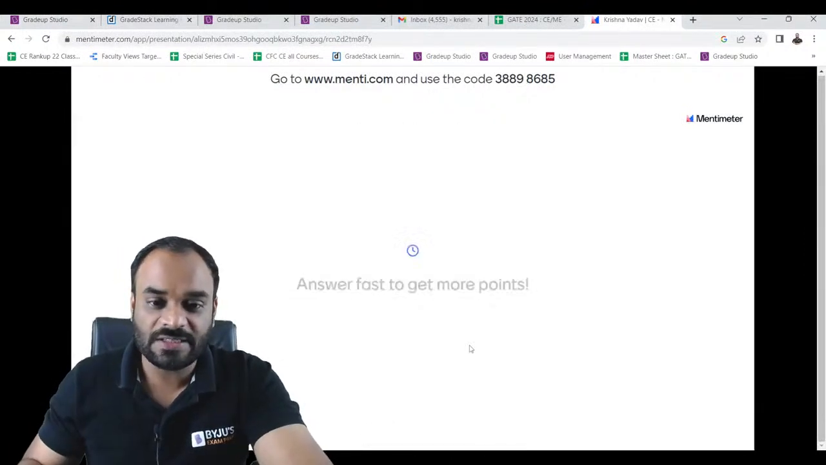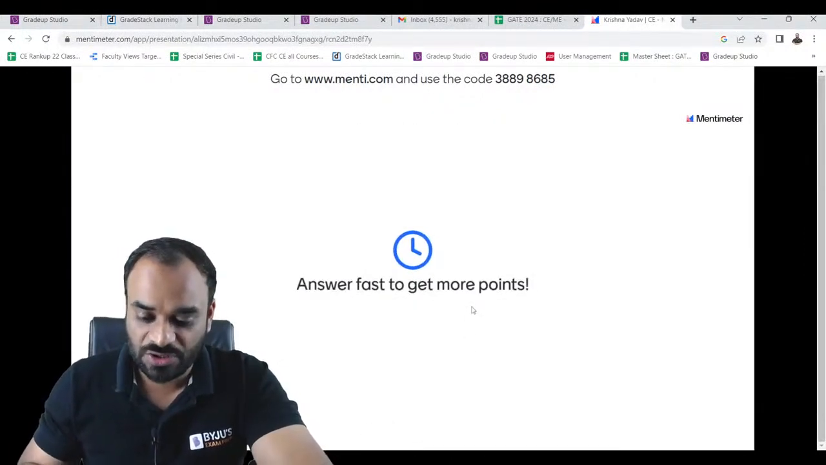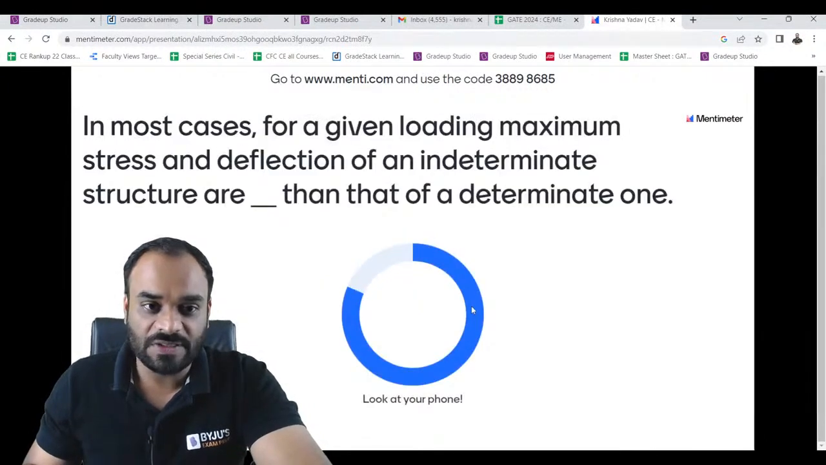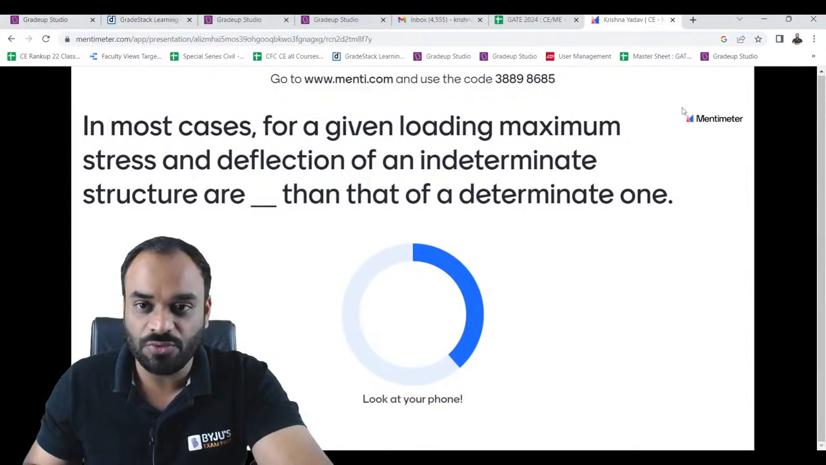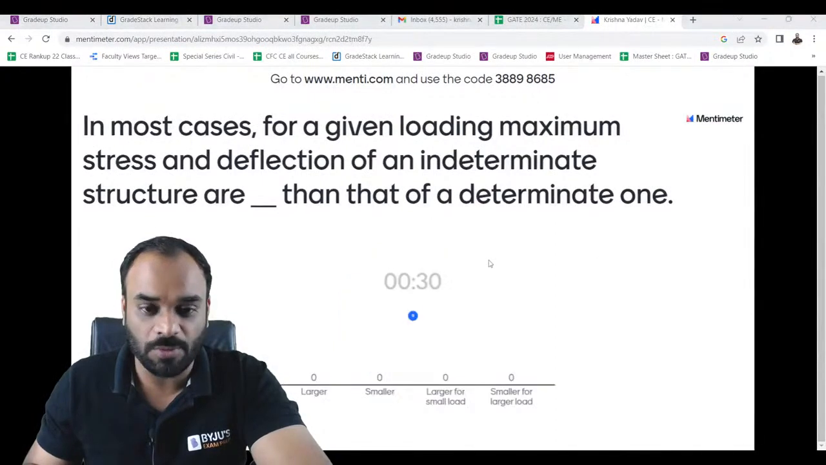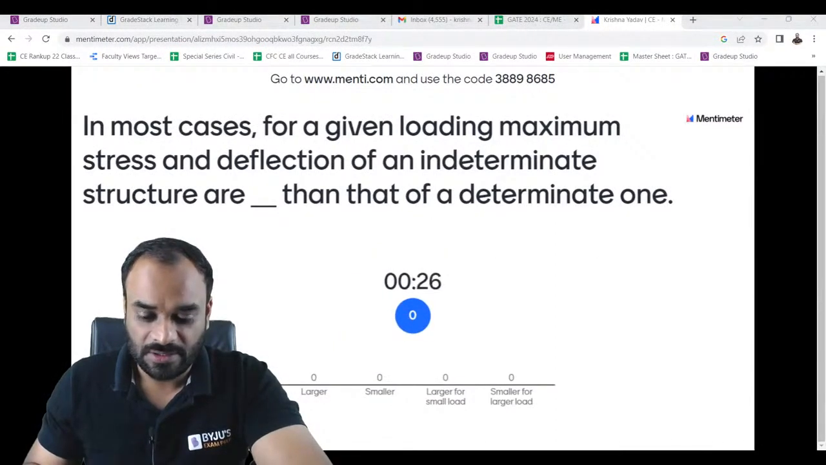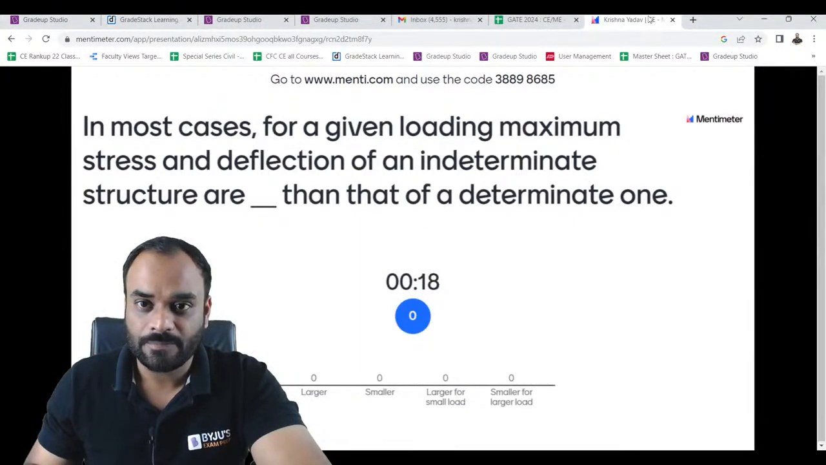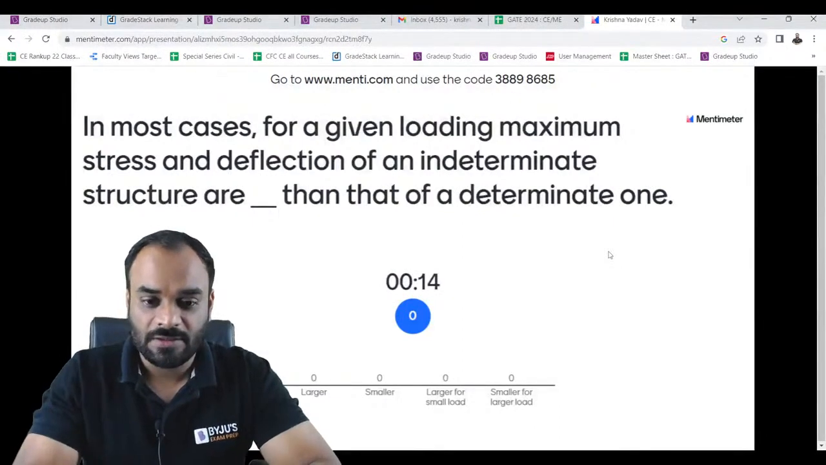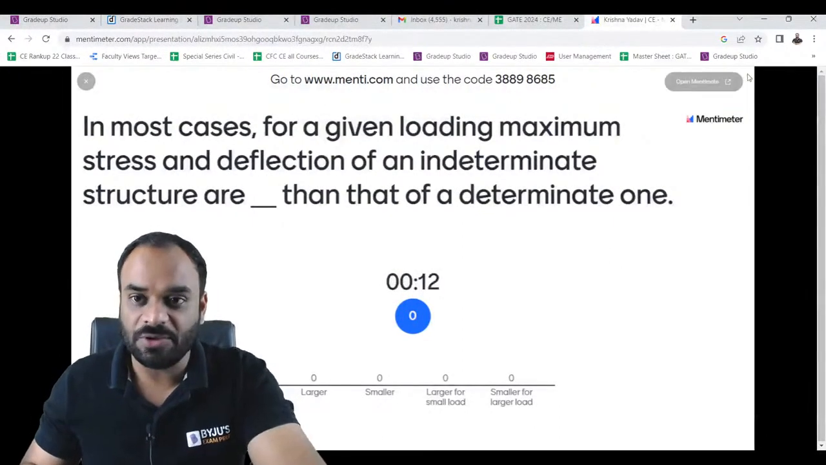Okay, so let's start this particular quiz with question number 1, right? So this is question number 1 in front of you. Please see this particular problem, guys, and give your correct answer. Which one is the correct answer? Please let me know, guys.